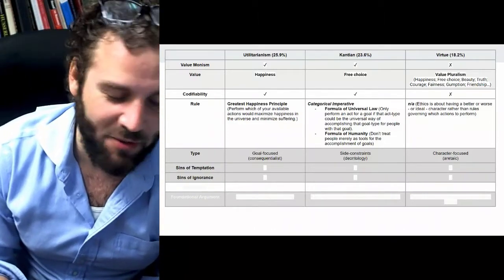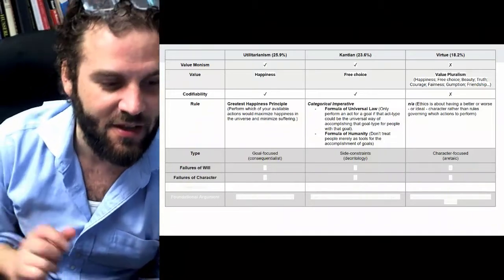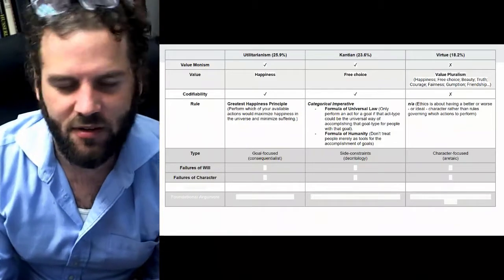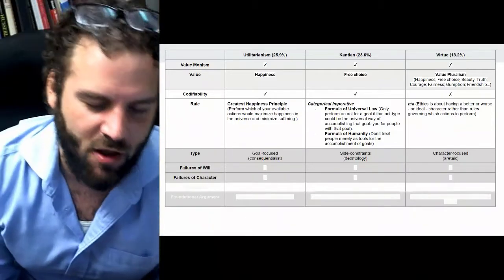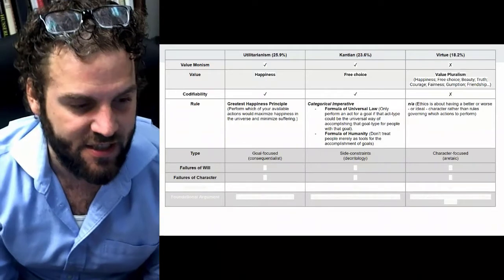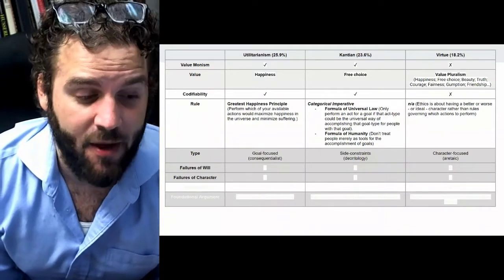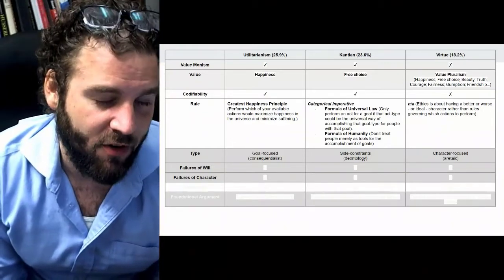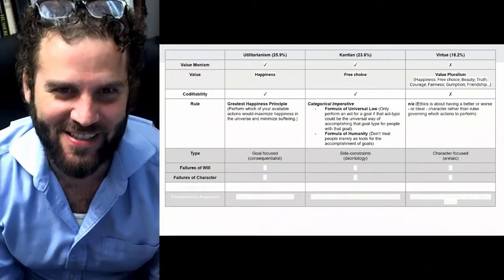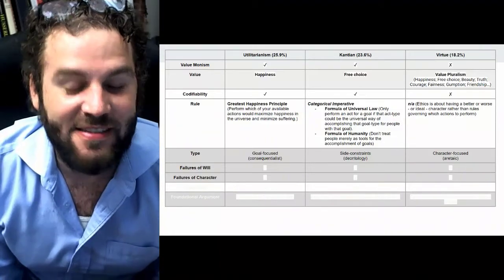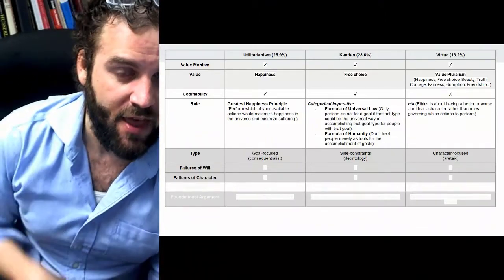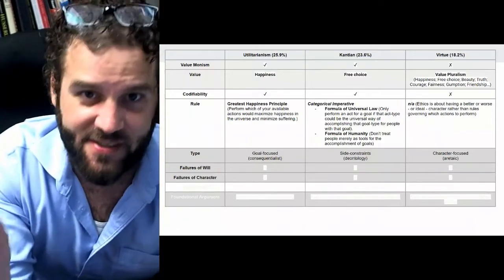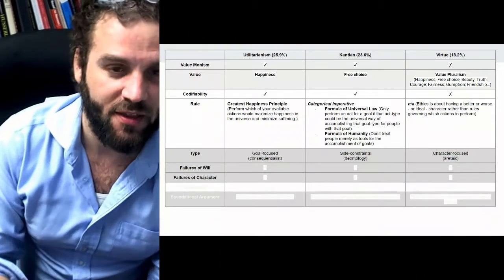A colleague of mine really hates this talk of temptation and ignorance, partially because ignorance makes it seem like it's not your fault. Here's maybe a better way of thinking about it, dropping the historical terminology that might be a little bit couched in religious things: failures of will versus failures of character. Two of the moral theories, and you can guess which two, because it's the same two every time, see immorality as failures of will. That you know what the right thing is to do, but you are tempted to do something selfish or something you want to do that's not the right thing.